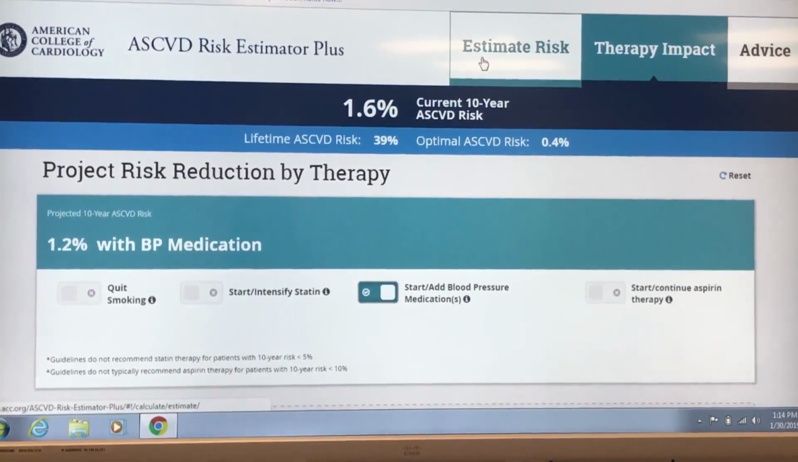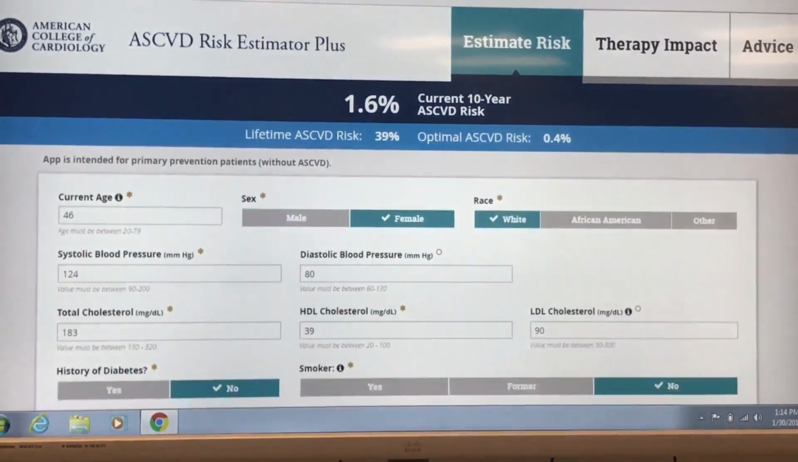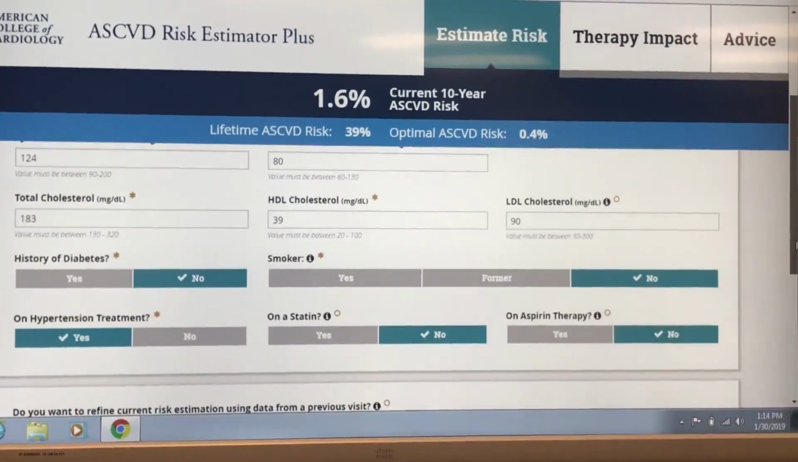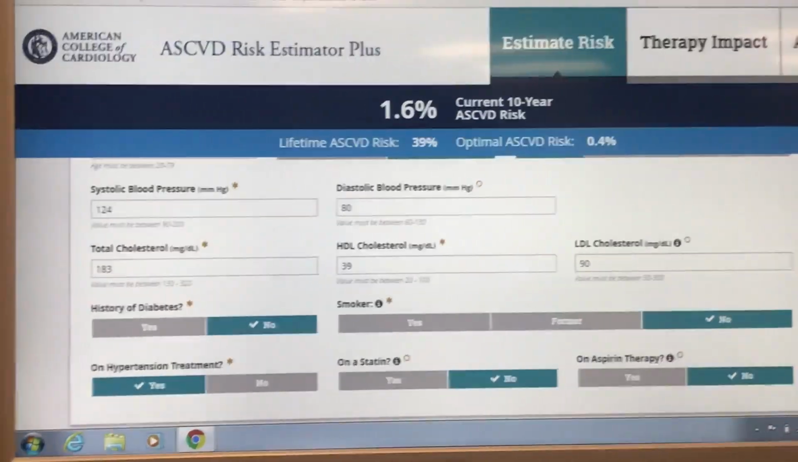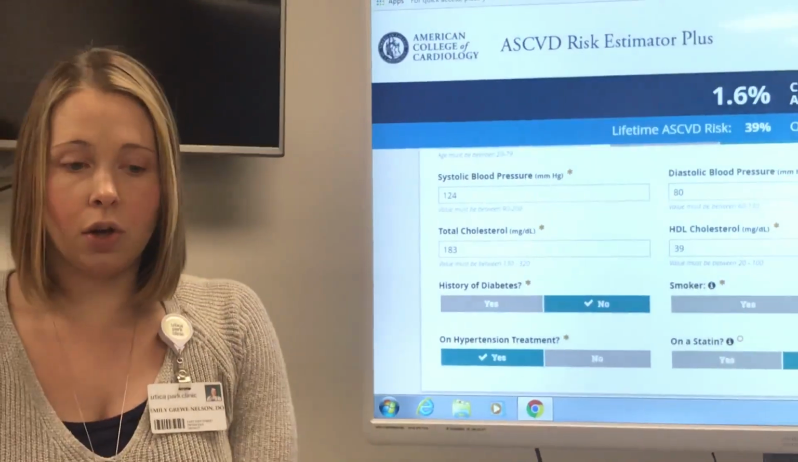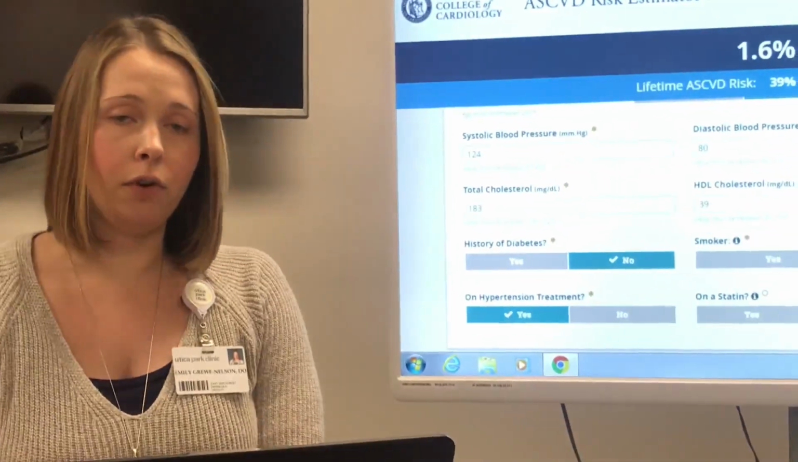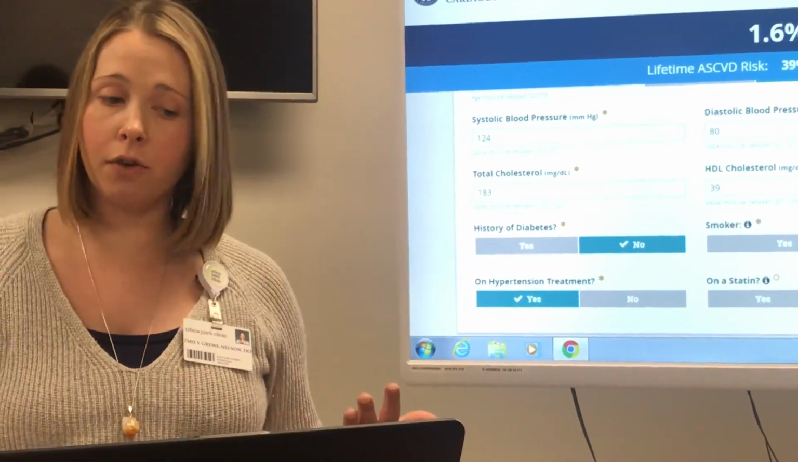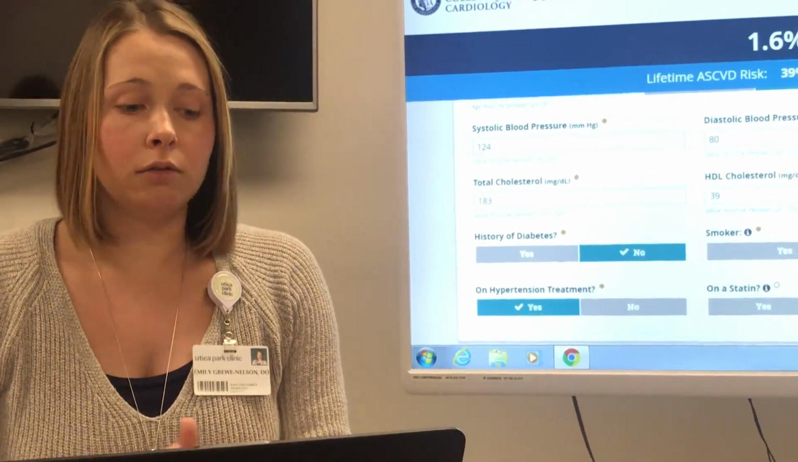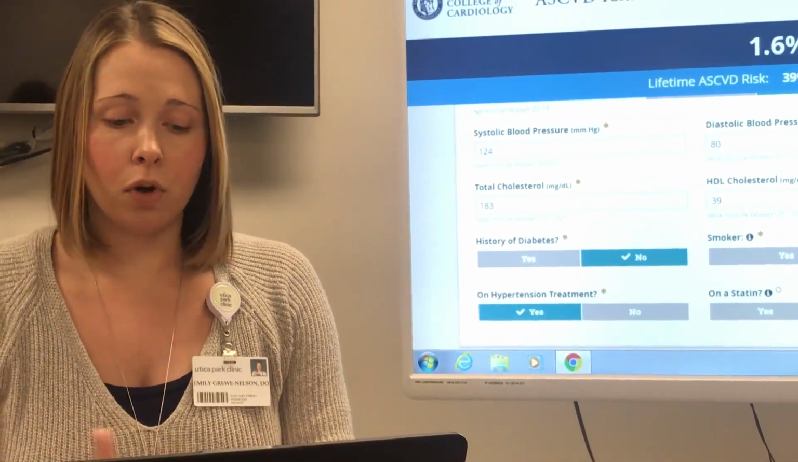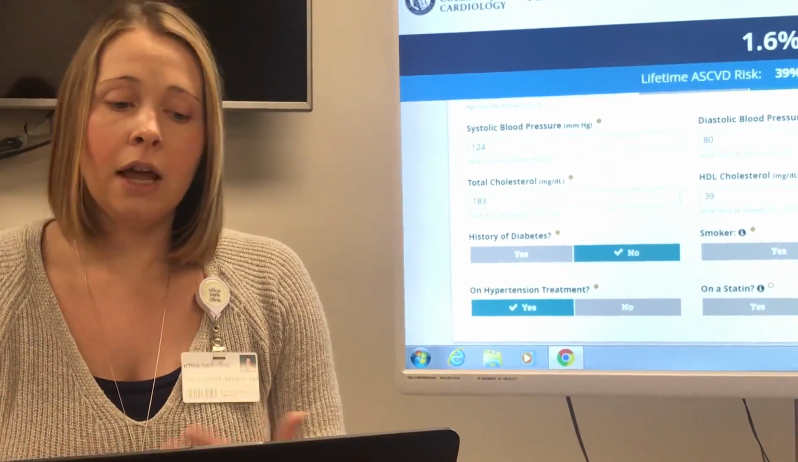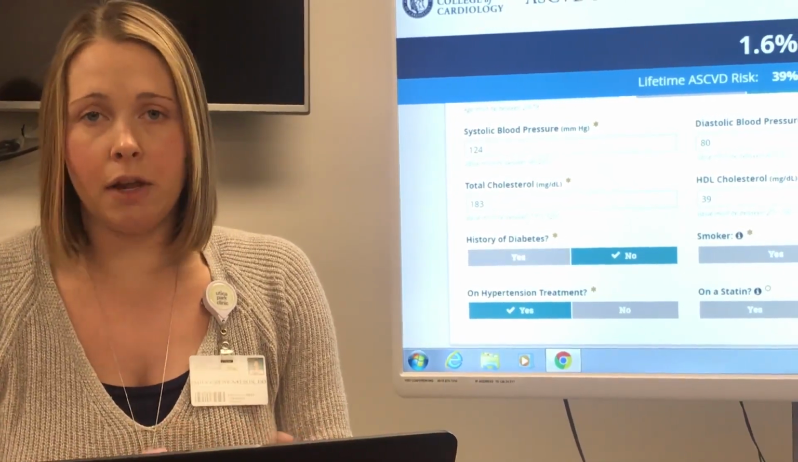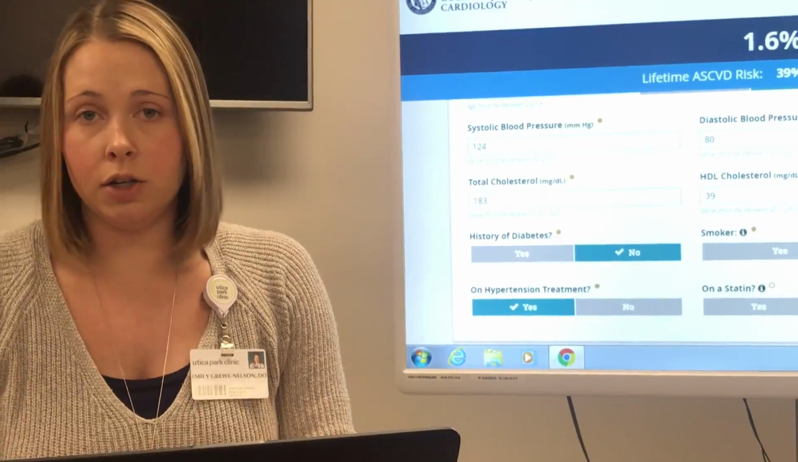So let's go back over here because I want to change this just a little bit. And I do use this quite a bit when I'm talking to patients. If I have a patient who comes in for lab work, maybe has, like this patient, high blood pressure, and we're checking cholesterol, whenever I see them back, we'll go over this, I'll plug in their numbers and tell them this is how I determine what kind of treatment we need to do.